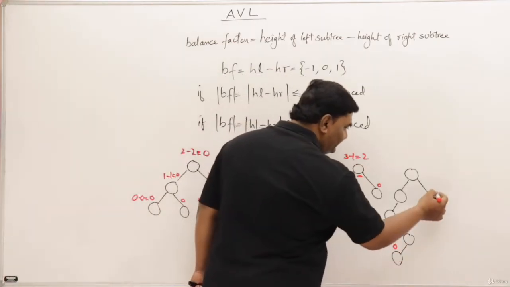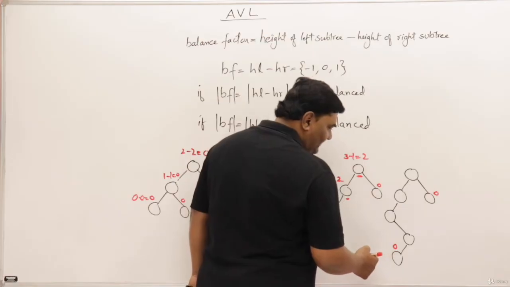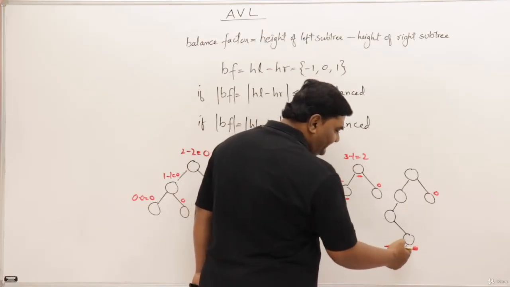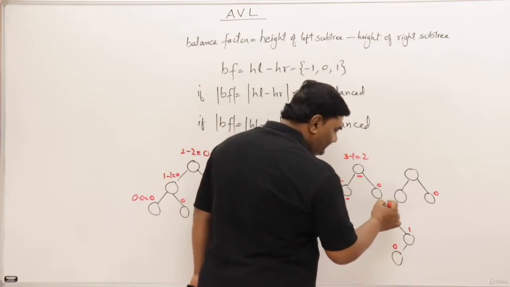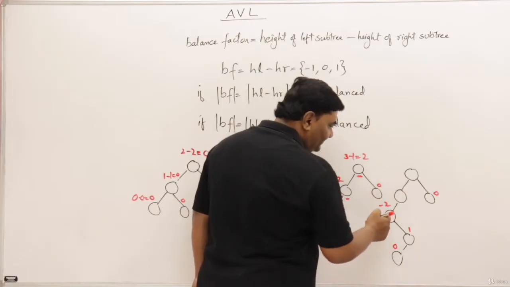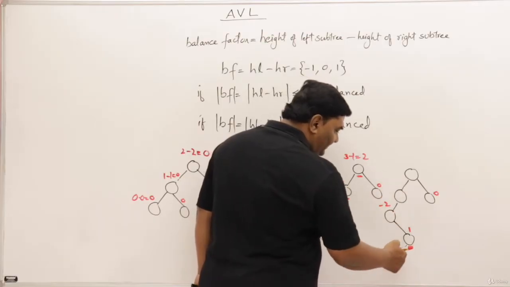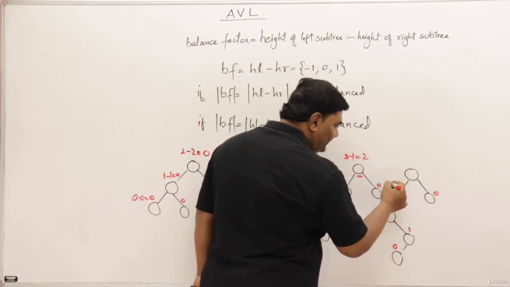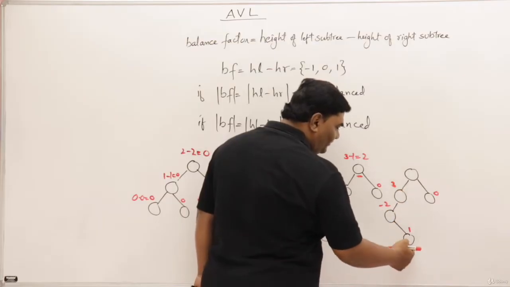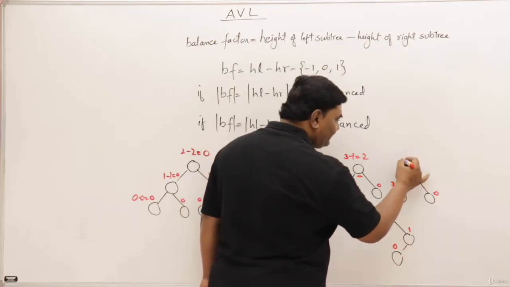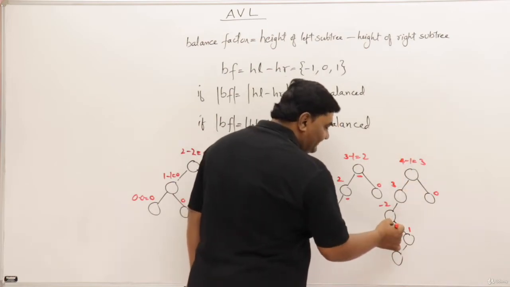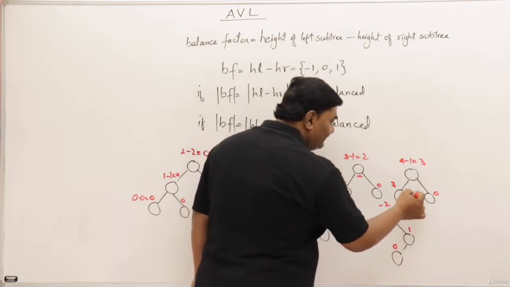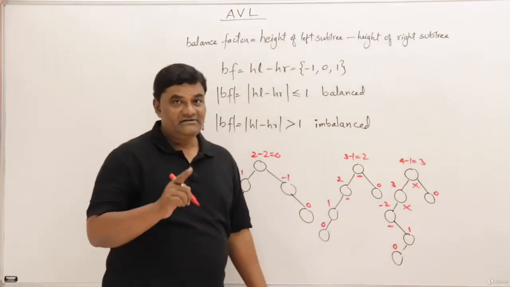Then what about this? Leaf nodes 0, 0. Okay. From the bottom I will start. This is 1, 0. So this is 1. And this is 0 on this side. And 1, 2. So this is minus 2. And this one: 1, 2, 3 on this side, 0 there. So 3. This is 1, 2, 3, 4 on this side and 1 there. So this is 4 minus 1. This is 3. This is imbalanced. This is invalid actually. See one thing.